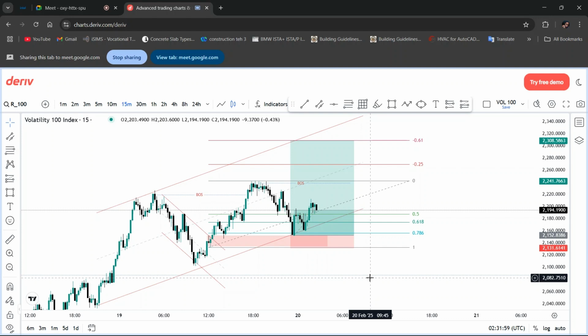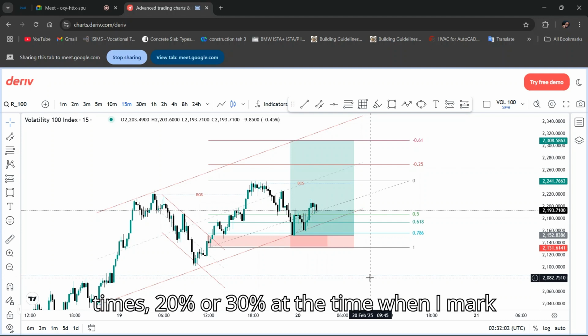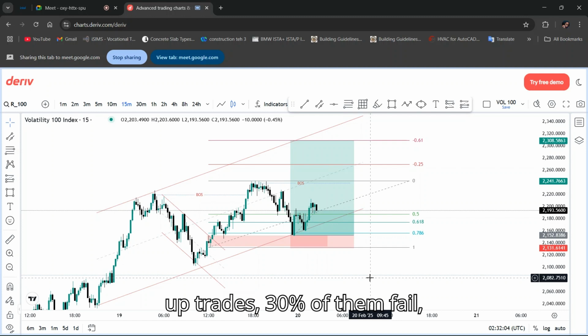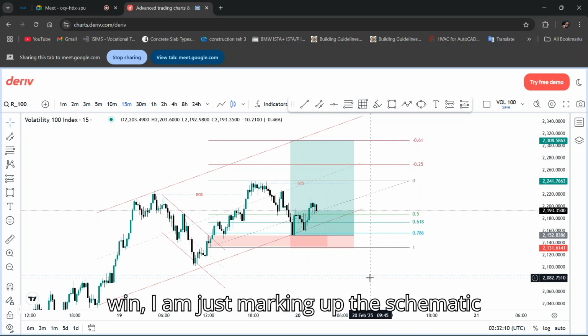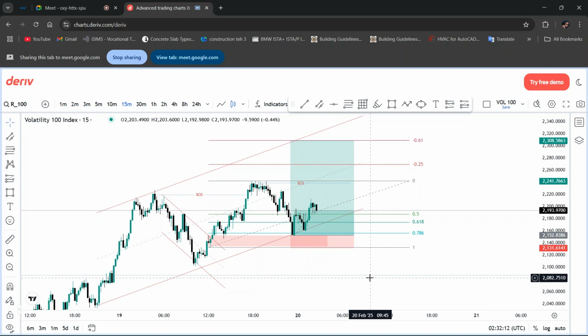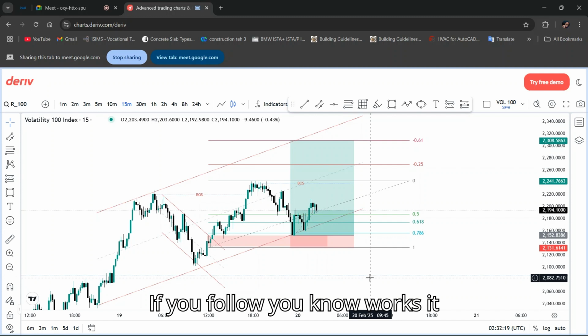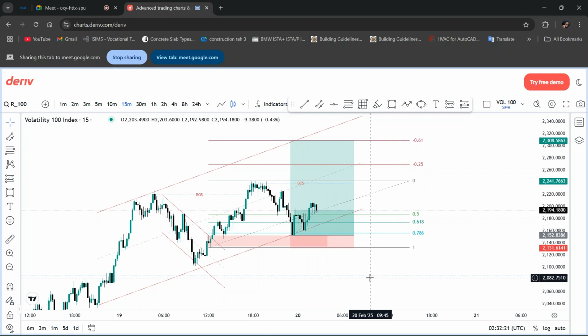A lot of times, 20% or 30% of the time when I mark up trades, 30% of them fail, but the additional 70 wins. I can't tell you which one is going to fail or win. I am just marking up the schematic for what I know works. And if you follow what you know works, then it will work out.